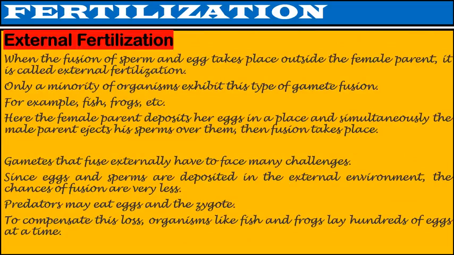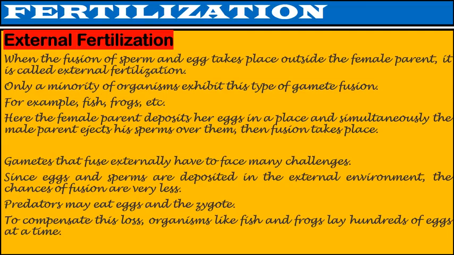External fertilization. When the fusion of sperm and egg takes place outside the female parent, it is called external fertilization. Only some organisms exhibit this type of gamete fusion. For example, fish, frogs, etc. Here, the female parent deposits her eggs in a place and simultaneously the male parent ejects his sperms over them, after which the fusion takes place.